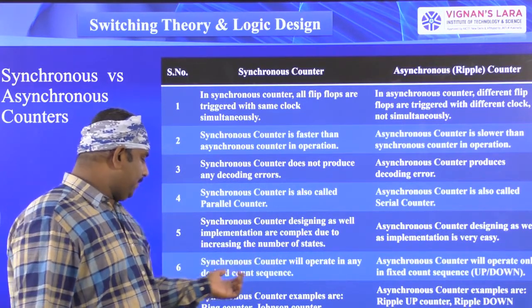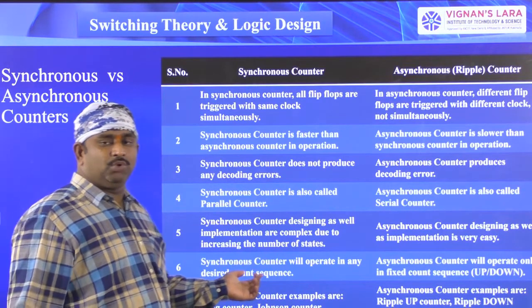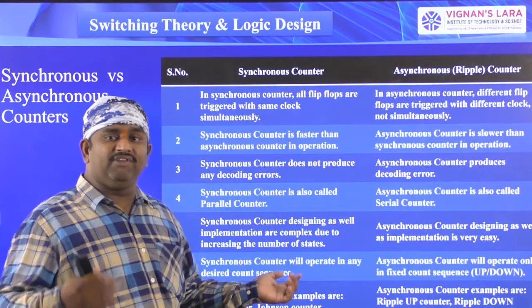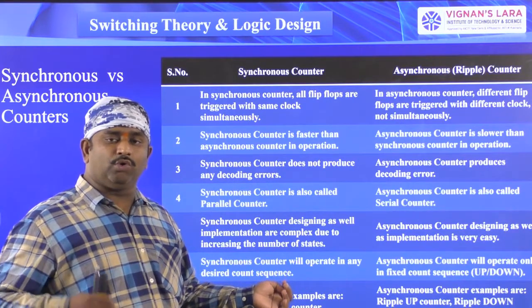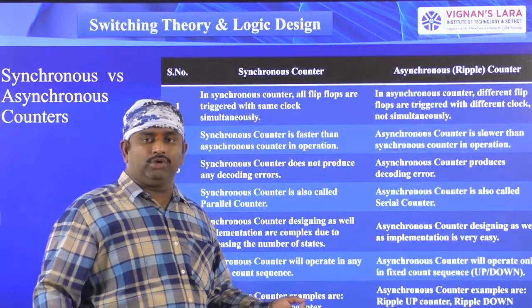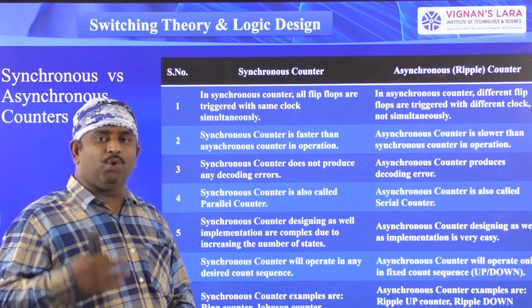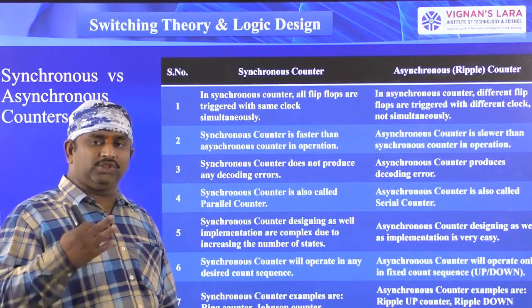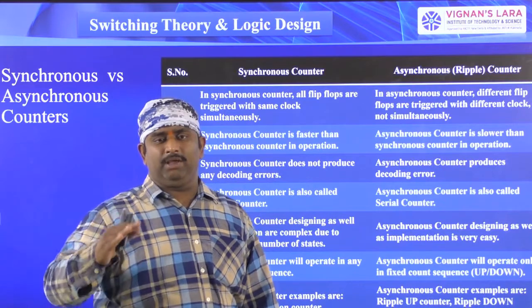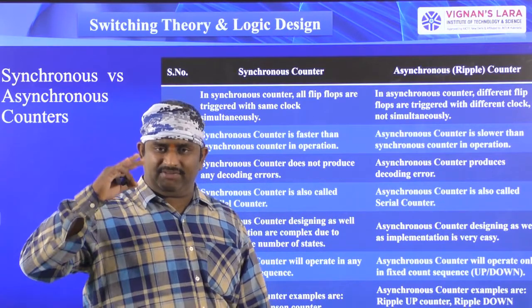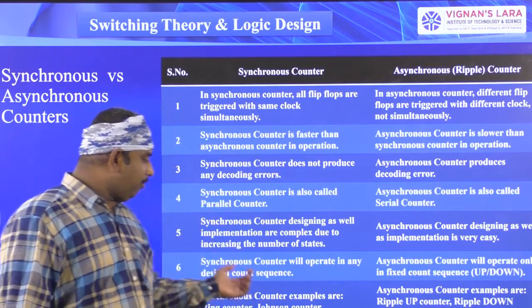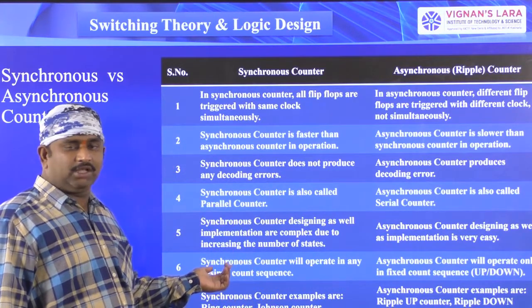Synchronous counter will operate in any desired sequence. So whatever the counting behavior you require, for example, you need an even counter, that means the counter has to count only even values. Next, if you want to make an odd counter, that means you want only odd numbers, so no 0, only 1, 3, 5, 7, 9. This type of counts you have to perform. Whatever it may be, that depends upon your choice. Whatever counting operation you require, the same counting operation you can implement by using synchronous counter.